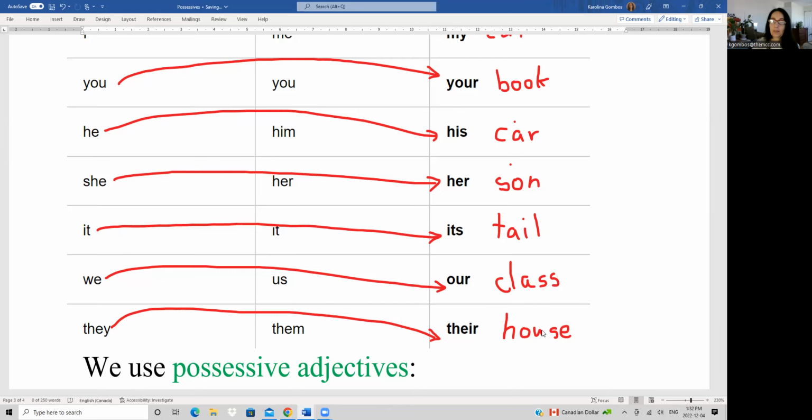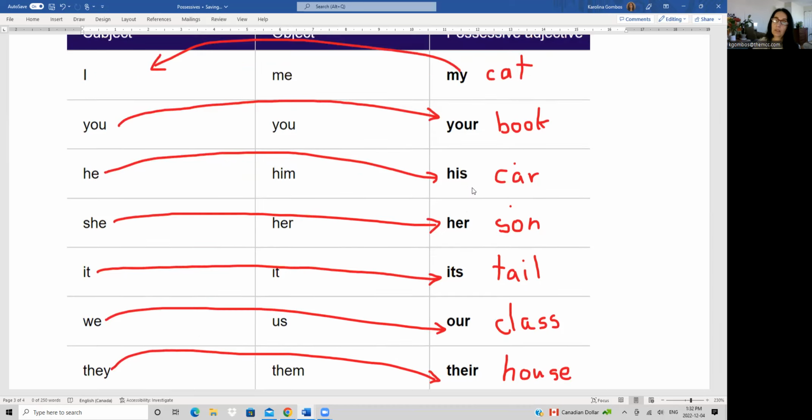Okay, so what am I talking about? I'm talking about the house. Whose house is that? Their house. I'm talking about somebody's son. Whose son is it? Oh, her son. I'm talking about somebody's book. Whose is this book? Your book.